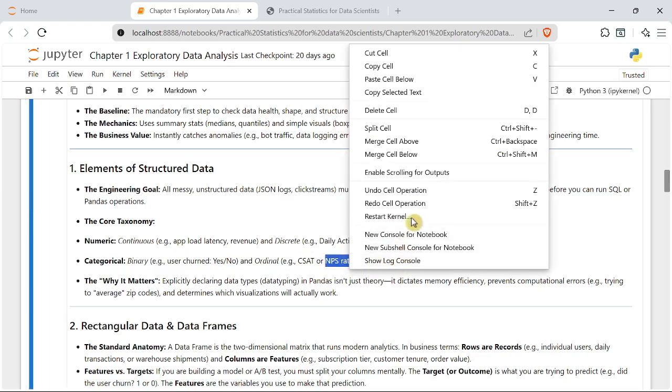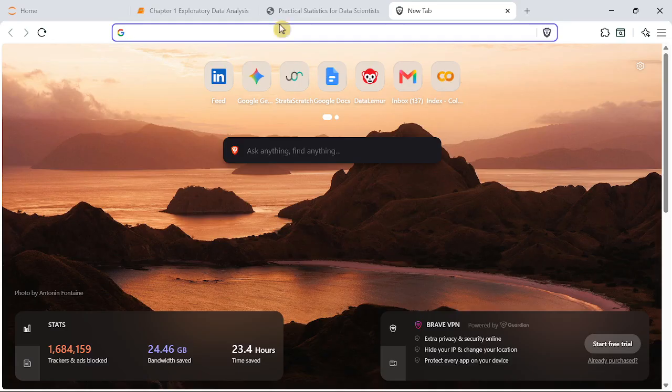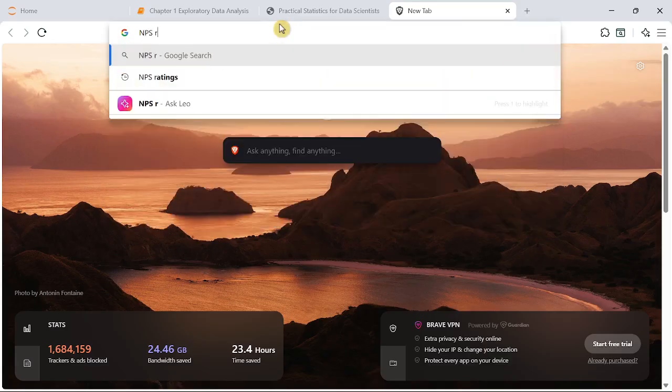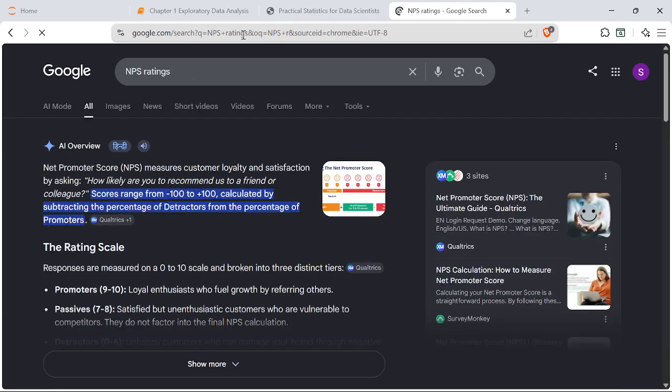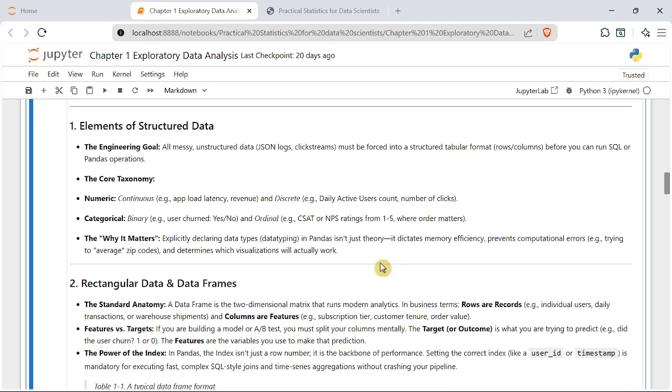NPS ratings, what does it mean? Let me see. NPS, Net Promoter Score, measures customer loyalty and satisfaction. Yeah, it's similar to CSAT, where we have ratings from 1 to 5 where the order matters.